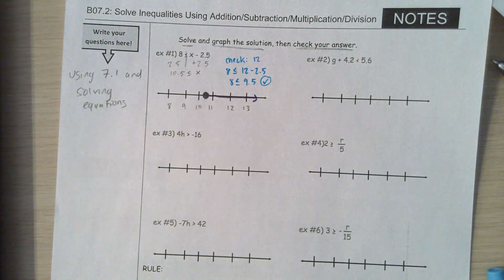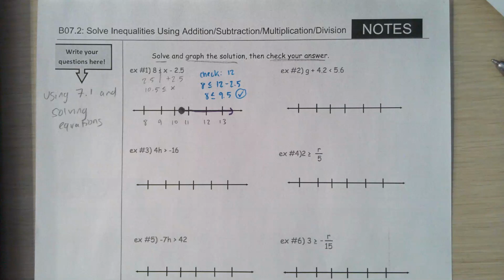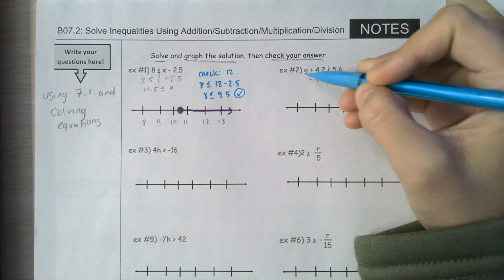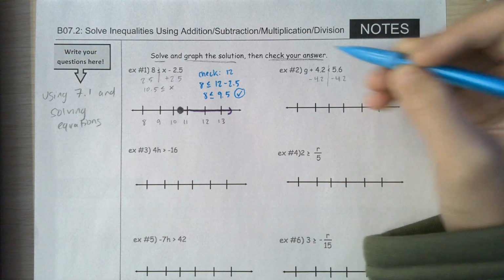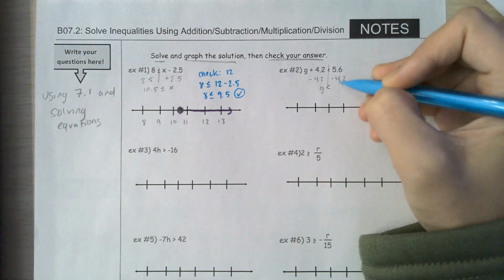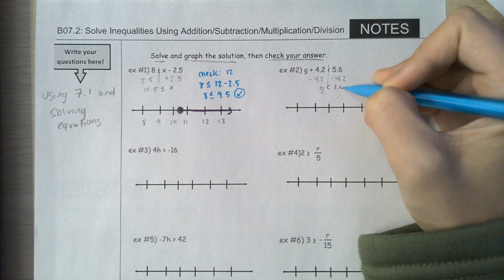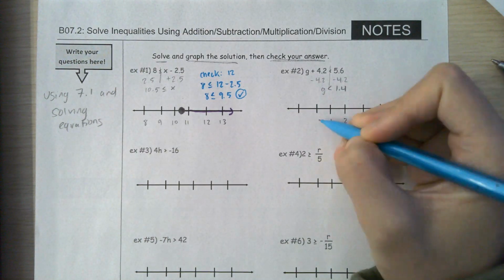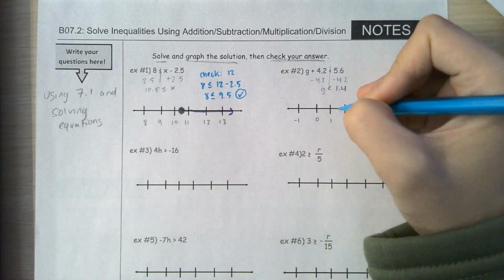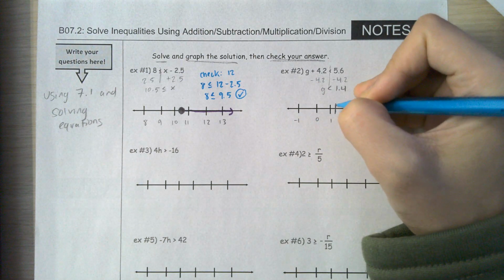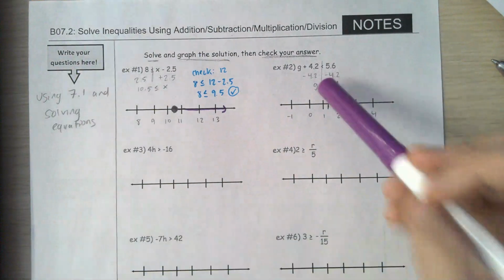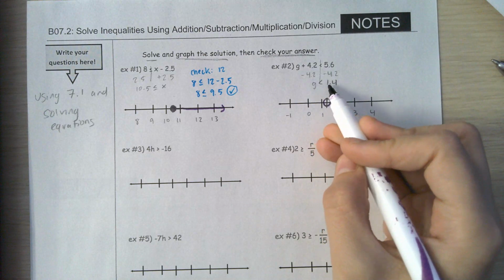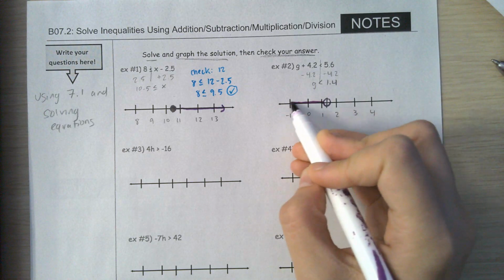Okay, for number 2, we have our equal sign. We're going to do minus 4.2 because we're trying to solve for g. So we have g is less than 1.4. So we can do 1, 2, 3, 4, 0, negative 1. 1.4 is going to be right here, a little less than a half. There's no equal sign there, so we have an open circle, and it's saying that g is less than, so it's smaller than, so we're going to have the arrow go this way.